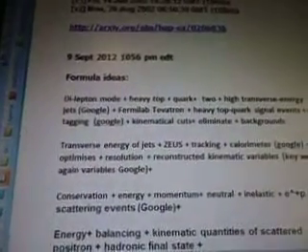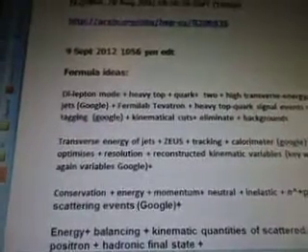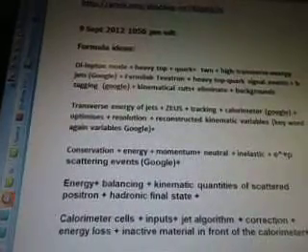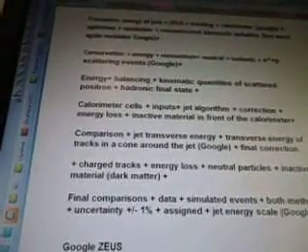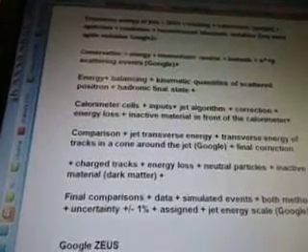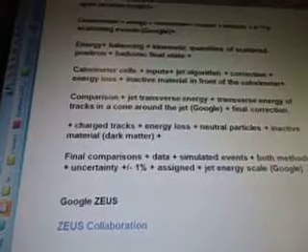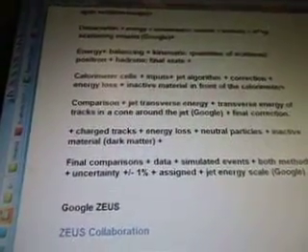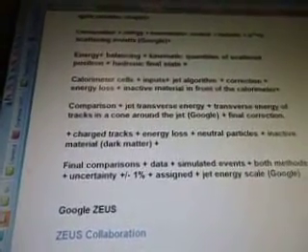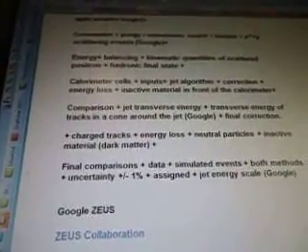Fermilab Tevatron, heavy top quark signal events plus B tagging, plus kinematical cuts plus eliminate plus backgrounds, plus transverse energy of jets plus ZEUS, plus tracking plus calorimeter plus optimises plus resolution, plus reconstructed kinematic variables, plus conservation plus energy plus momentum plus neutral plus inelastic plus EP scattering events, plus the energy plus balancing, plus kinematic quantities of scattered positron plus hadronic final state, plus calorimeter cells plus inputs, plus jet algorithm, plus correction, plus energy loss, plus inactive material in front of the calorimeter, plus the comparison, plus jet transverse energy, plus transverse energy of tracks in a cone around the jet, plus final correction, plus the charged tracks, plus energy loss, plus neutral particles, plus inactive material, dark matter, plus the final comparisons, data, simulated events, both methods, uncertainty plus or minus 1%, assigned jet energy scale.